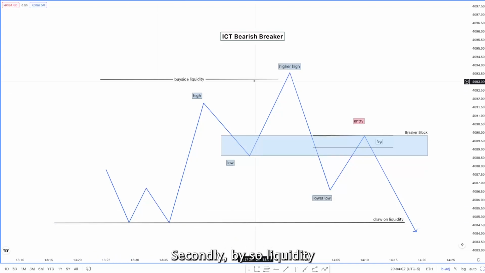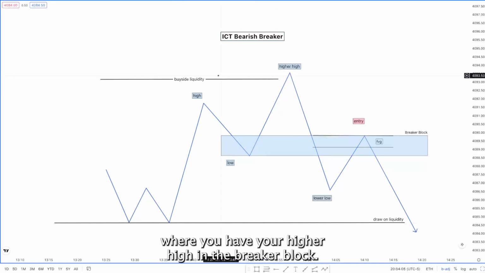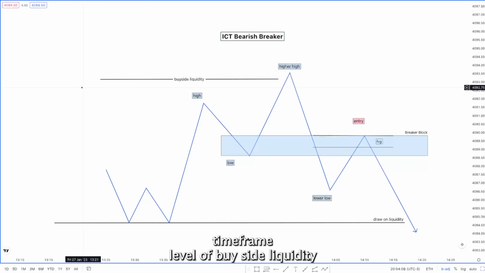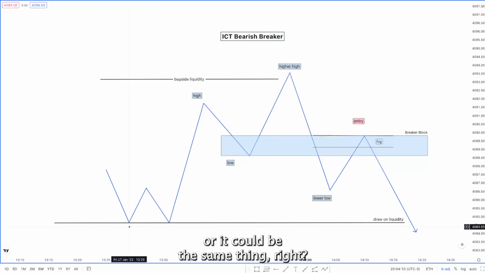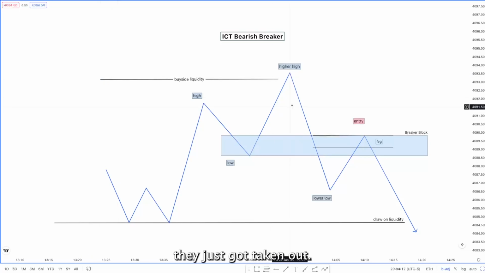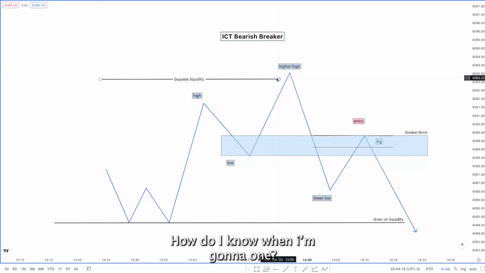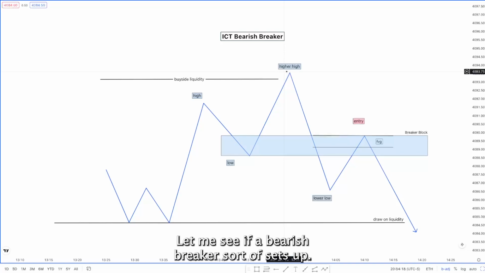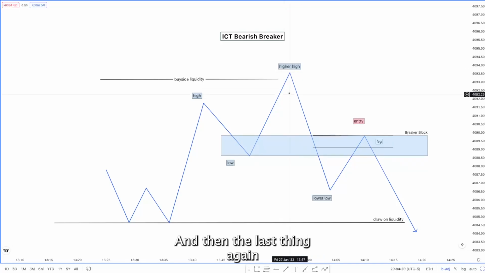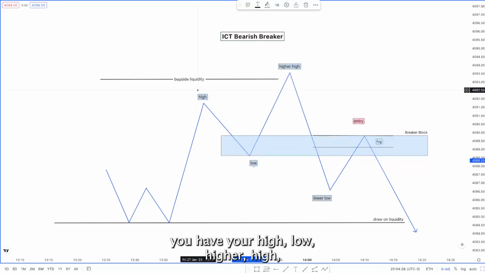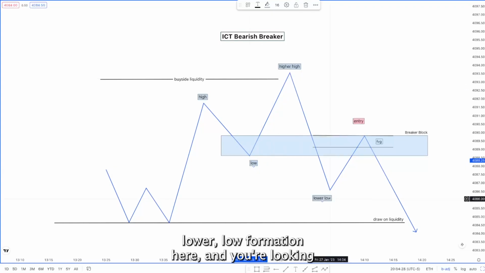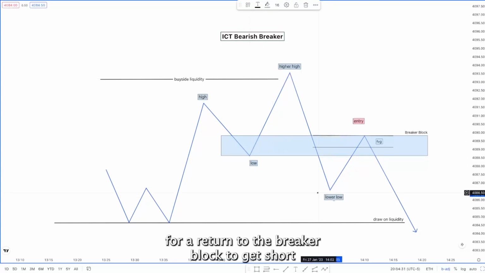Secondly, buy side liquidity where you have your higher high in the breaker block. So again, this could be a higher time frame level of buy side liquidity, or it could be the same thing, right? Your relative equal highs up here that just got taken out. You're looking for a reversal. How do I know I'm going to get one? Let me see if a bearish breaker sort of sets up. And then the last thing, again, now that you know that you have your bearish breaker, you have your high, low, higher high, lower low formation here, and you're looking for a return to the breaker block to get short.